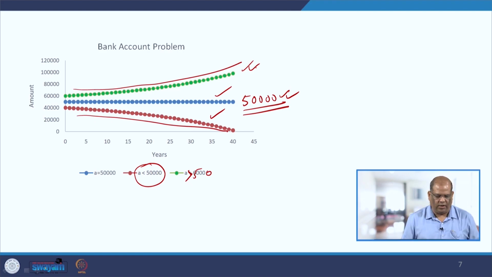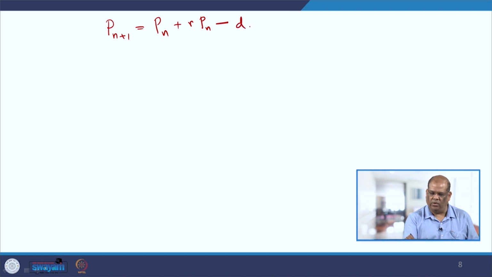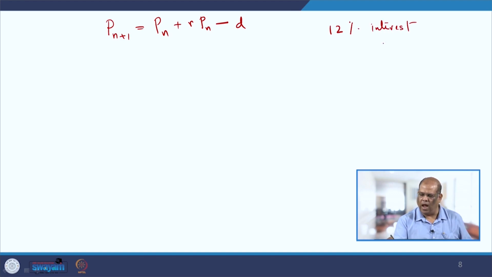Now, let us change it into a loan problem with the same setting. Say a person wants to take a loan. In that particular case also you have the payment which will depend on the rate of interest, and then you make a monthly installment of D. So, let us assume that the bank charges 12% interest annually.